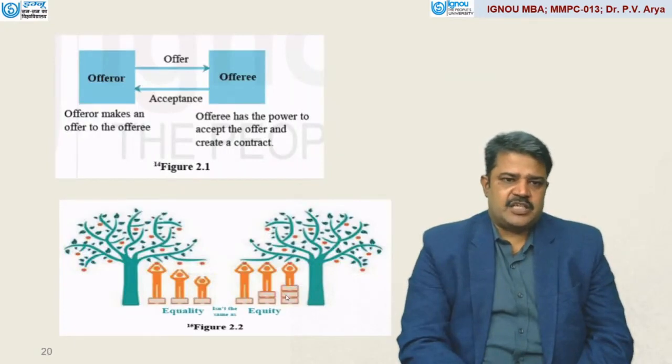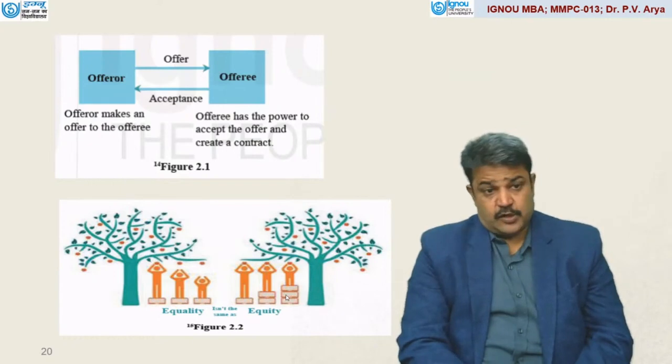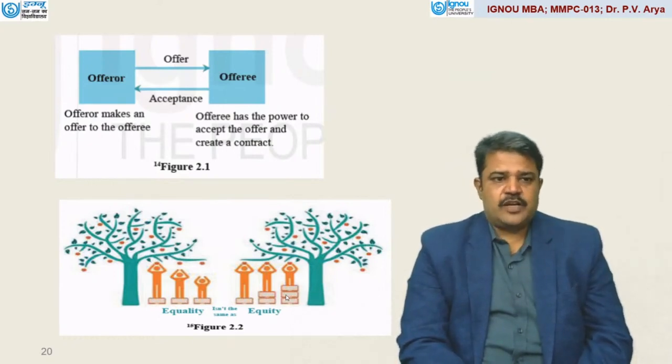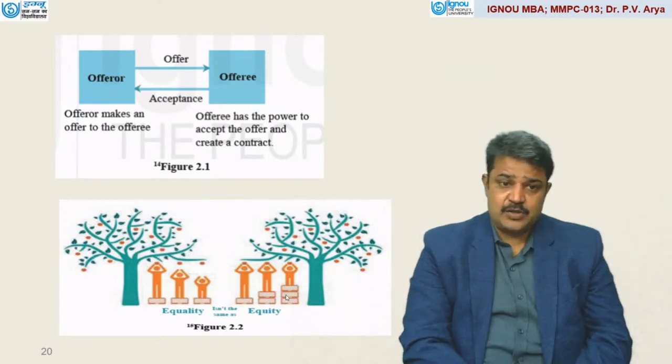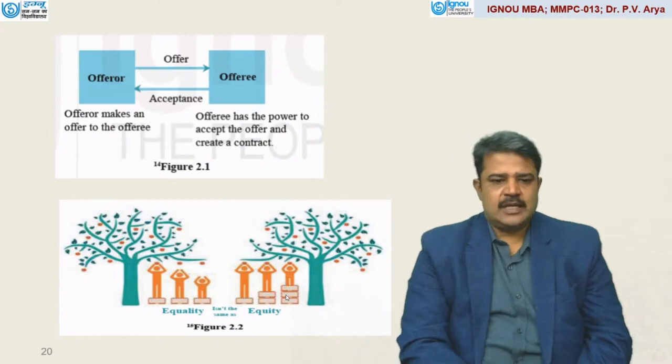Like I mentioned, there are two components. One is the offerer that offers, and the offeree which accepts. So the offerer makes an offer to the offeree, and the offeree has the power to accept the offer and create a contract.